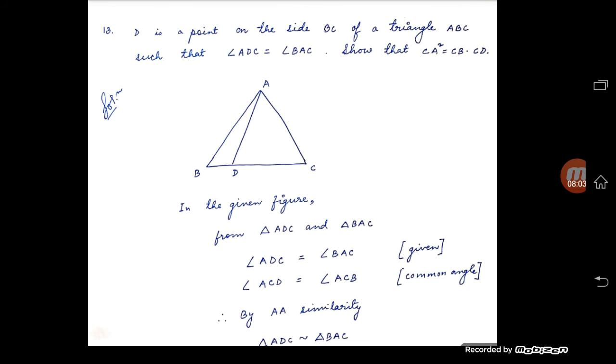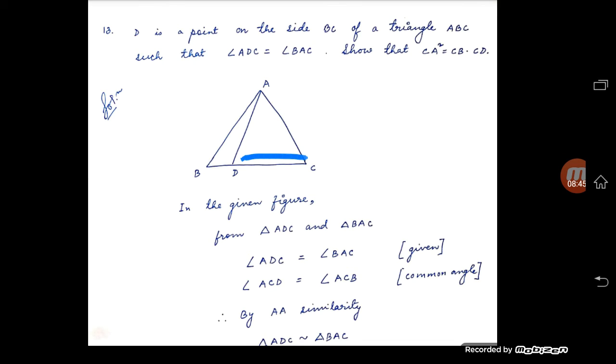So the third question we have here is a triangle ABC. AD is a line. It is given that D is a point on the side BC of this triangle ABC, such that a condition is given. The condition is angle ADC is equal to angle BAC, this bigger angle. So these two angles are given equal. You have to show that CA square is equal to CB into CD. So this is a very simple question.